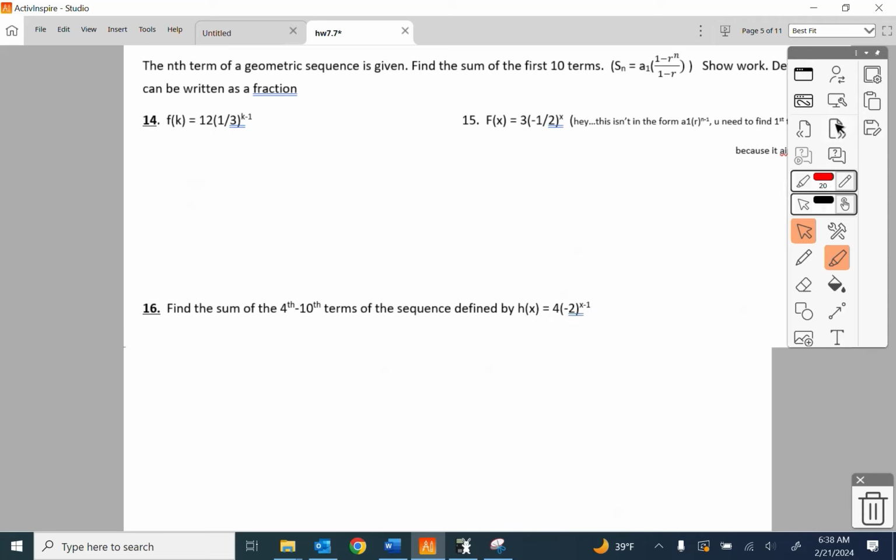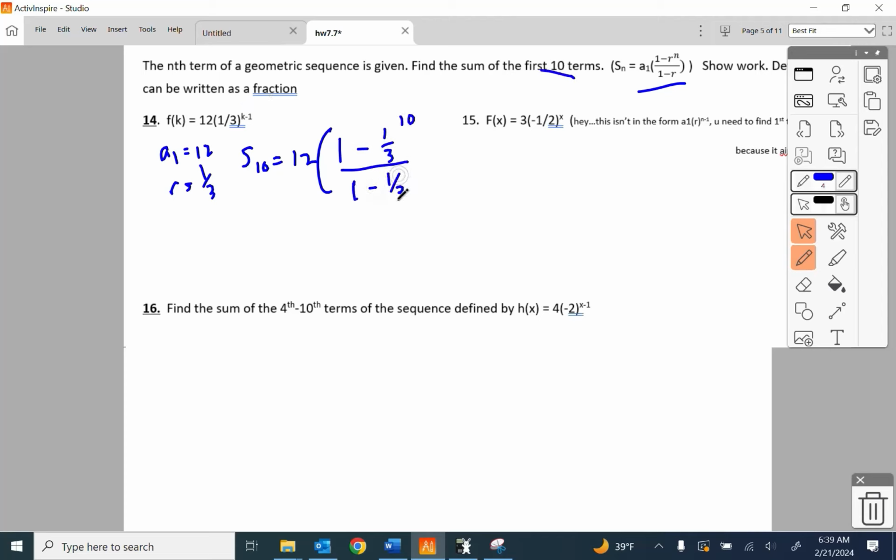All right, the nth term of a geometric sequence is given. Find the sum of the first 10 terms. Show your work. Definitely see if it can be written as a fraction. And it may or may not. Sometimes to make things a fraction, you actually have to do things by hand. But here's my formula. My first term is 12. My ratio is a third. And I'm just going to plug in. The sum of 10 things is going to be 12 times 1 minus the ratio of a third to the 10th power, sitting pretty over 1 minus a third.